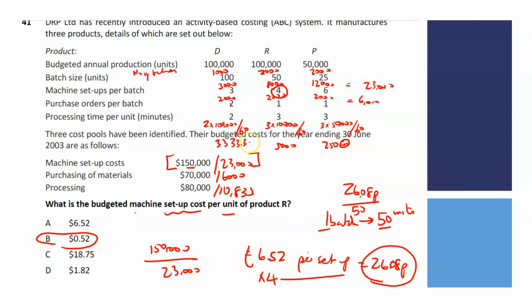So it's just about making sure that you actually understand what it is you're trying to do. Your units live in batches. You're trying to get to the total cost for a batch, given that you know the number of setups for a batch. So if you get that, then you can now divide by the number of units within the batch to know what the cost is per unit. And that's the answer there of 52p.